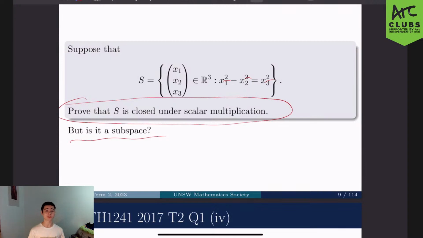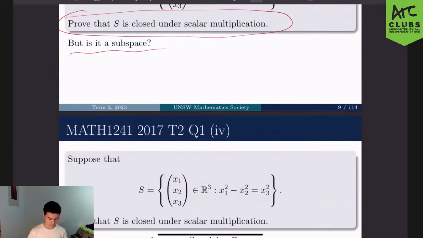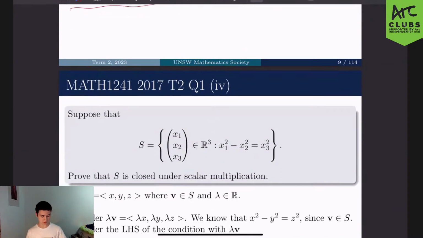As we said before, we're going to attach lambda, a random scalar, to any vector that is in S. So we say v is x, y, z, where v is an element of S. Since v is any element of S, we know that the condition holds: x squared minus y squared equals z squared.